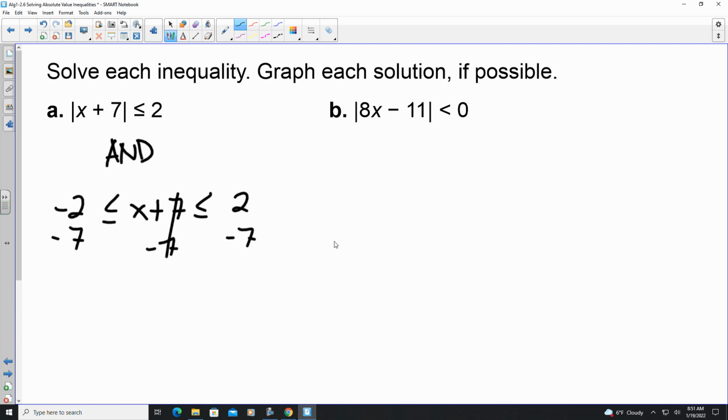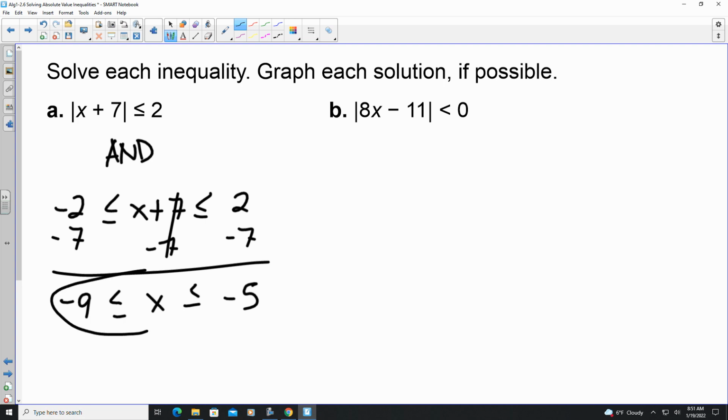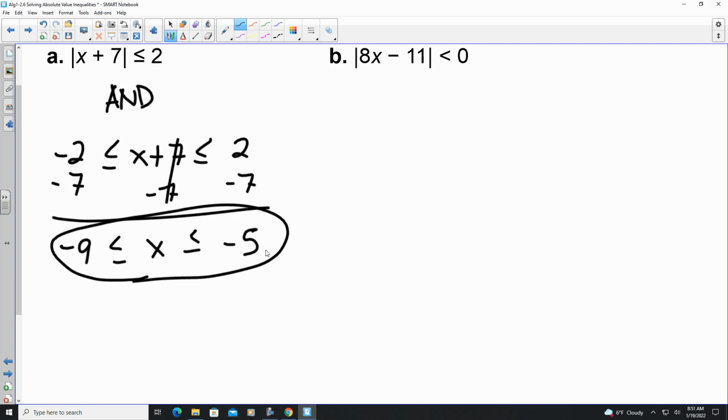So when I subtract 7 here, that gets canceled. When I take negative 2 minus 7, I get negative 9. I got negative 9 less than or equal to x, which is less than or equal to negative 5. So solving this particular and statement, x must be between negative 9 and negative 5. So if I were to graph this, just like you graph any and statement, I got my negative 9, I got my negative 5, both are closed circles in this situation, and because it's an and statement, the shading is in between.